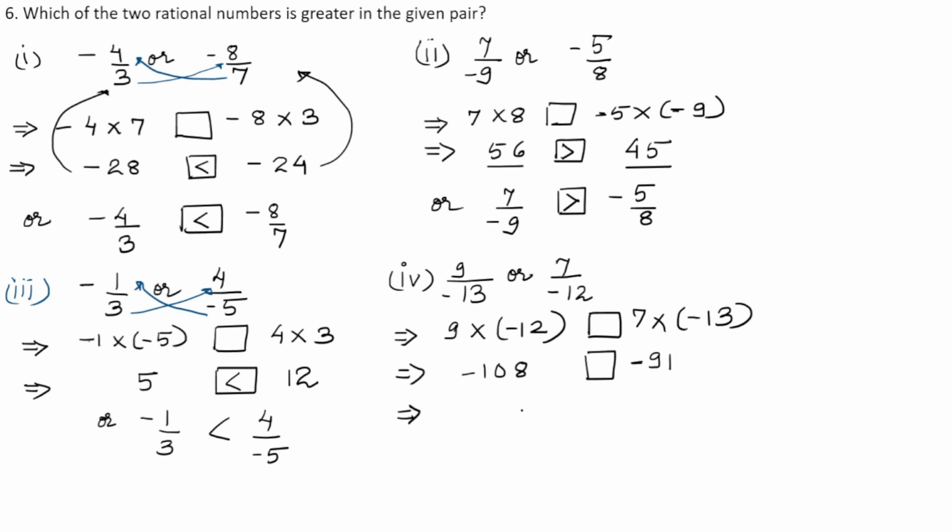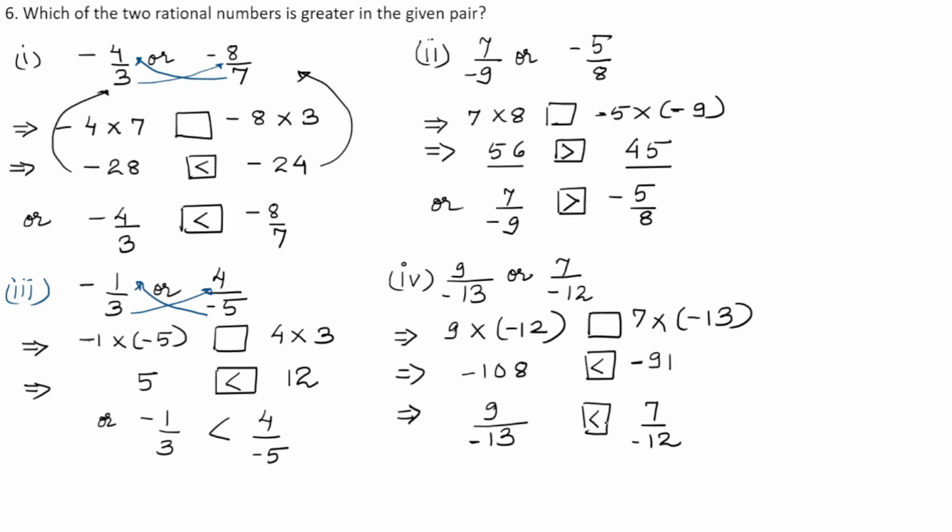Now, which number is greater? Obviously, minus 91 is bigger. So we will rewrite the answer. So in place of minus 108, I will write 9 by minus 13. And here you will get 7 by minus 12. So this number is greater.